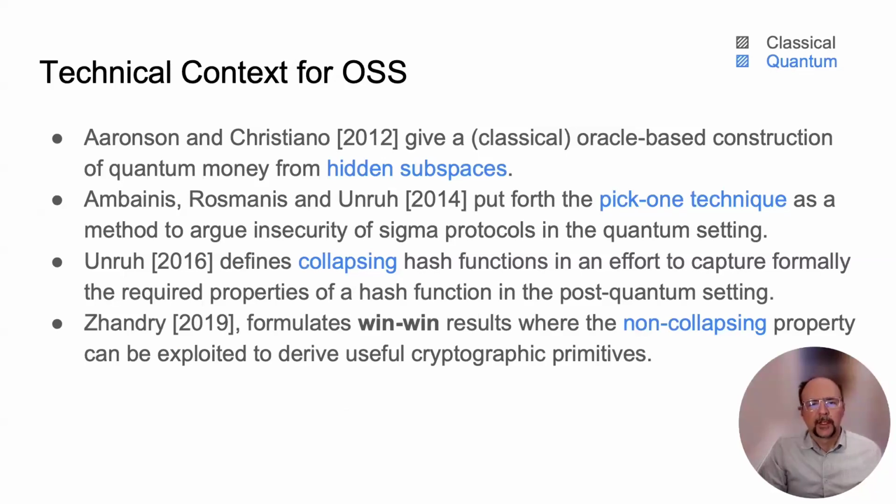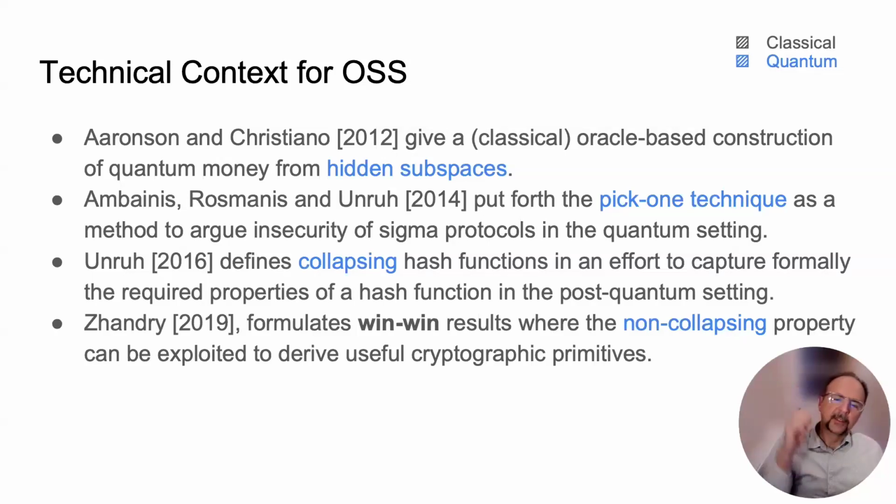So let me give you some technical context about one-shot signatures, what brought us to the development of that primitive. First of all, an important result of about 10 years ago was by Aaronson and Christiano, who gave a classical oracle-based construction for quantum money from hidden subspaces. Now, the key advance here was that this paves the way for publicly verifiable quantum money by the potential obfuscation of these oracles.